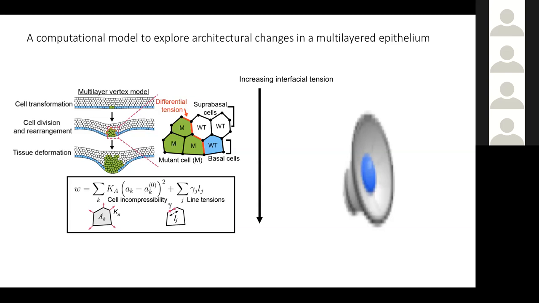So not all perfect hexagonal, and these junctions are constantly rearranging as more cells are added throughout the simulation. If we run the simulation, I'll show you cases where we're driving different tensions between the mutant and wild type cells, as we observed in the smoothened case. What is the effect?